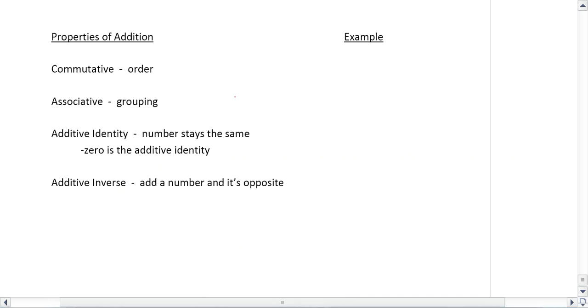The last thing to look at in this section is the properties of addition. The commutative property, the one-word definition that we can use is the order. In other words, the order doesn't matter when you're adding 2 numbers. If you added 2 numbers, a plus b, you would get the same answer if you switched the order and added b plus a. The associative property, a one-word definition, is grouping.